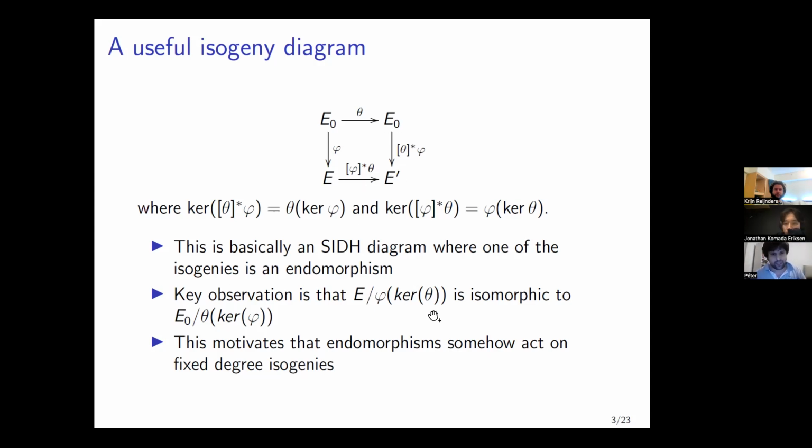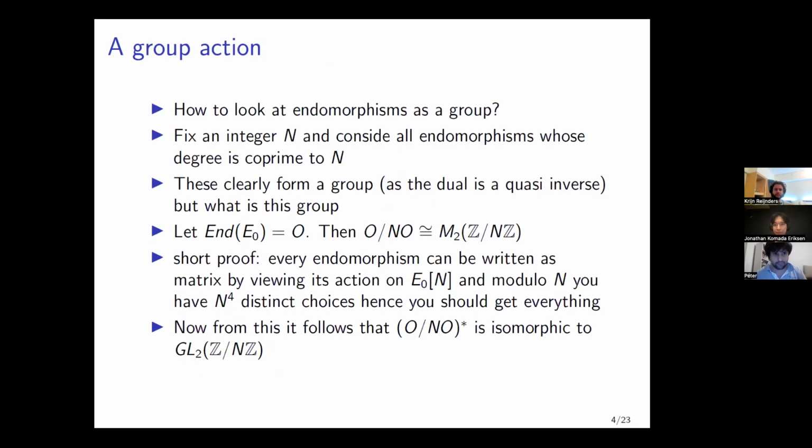And then the key observation is this very simple isomorphism between curves: it doesn't matter. This diagram is commutative, so in some sense, it doesn't matter which route you take. So factoring out E by phi evaluated at the kernel of theta is the same as factoring out E0 by theta evaluated at the kernel of phi. So this is basically a motivation of how you can get some sort of group action on the set of fixed degree isogenies. But of course, one issue is that endomorphisms are not really a group.